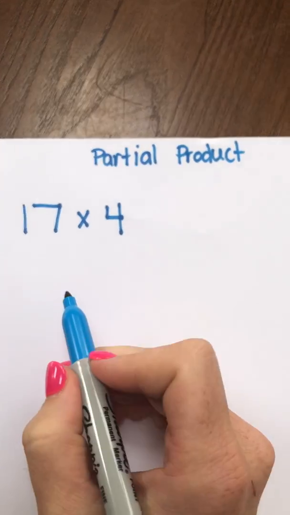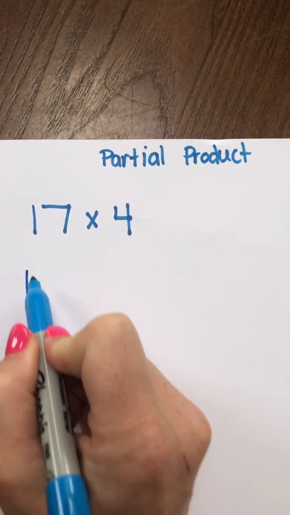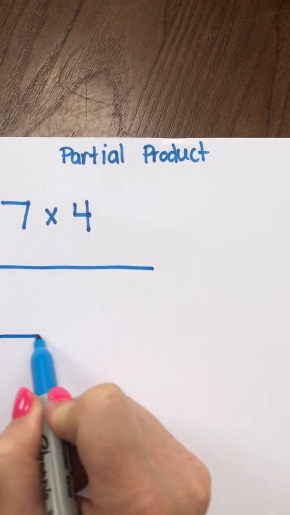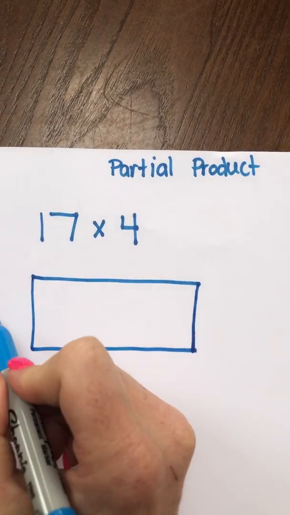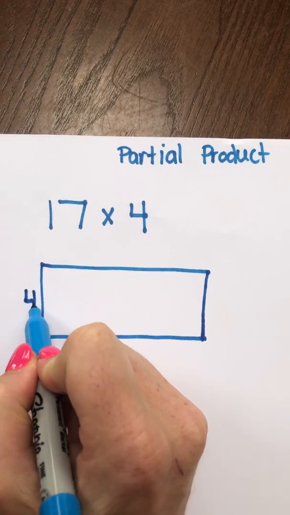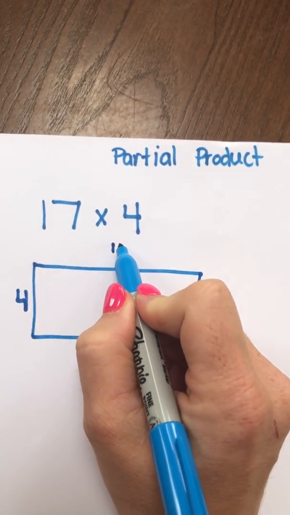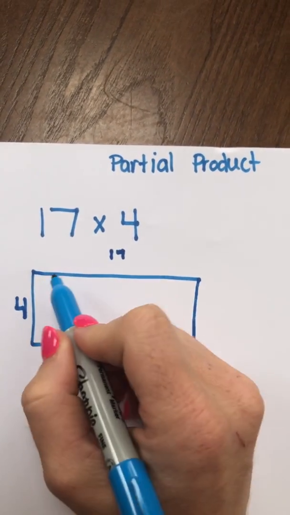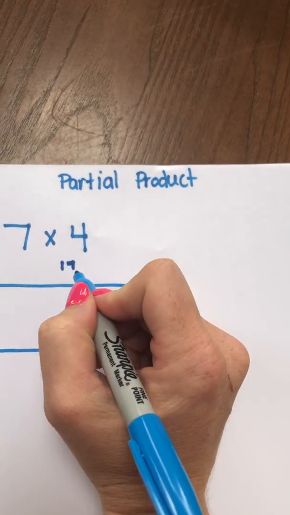For my partial product, the way I like to show my students is I like to use the area model. So I draw a rectangle to represent my question. On the shorter side of the rectangle would be my smaller number, and then on the top longer part of the rectangle would be my larger number, since proportionally that is the bigger space, the bigger number.